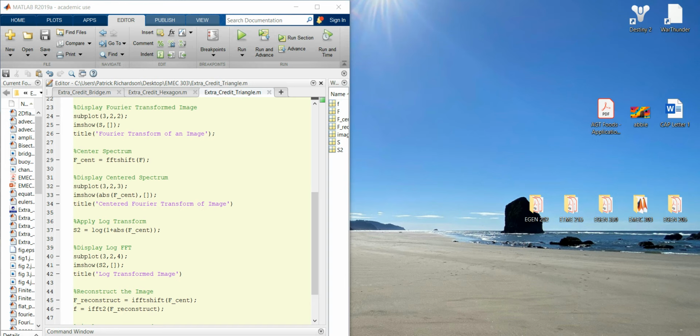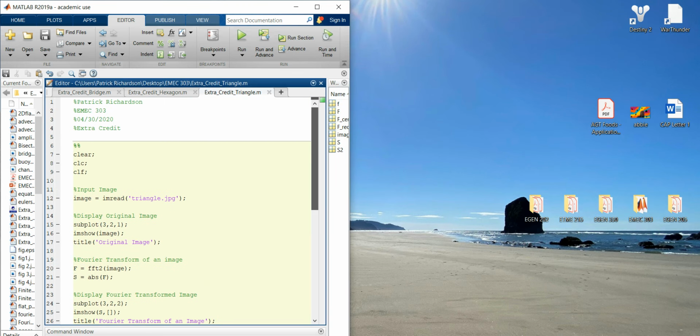Hi guys, today we're going to be doing an extra credit assignment for EMAC 303 on Fourier transforms. Dr. Turnquist talked about working on the transforms with sound and compressing sound files. This led me to researching that and deciding that I wanted to look at image files and how Fourier transforms can be used with those.